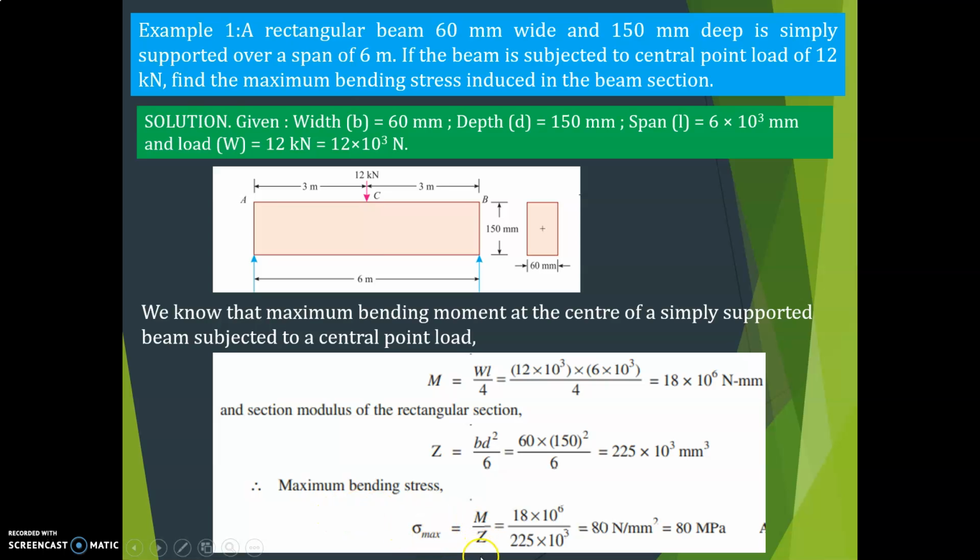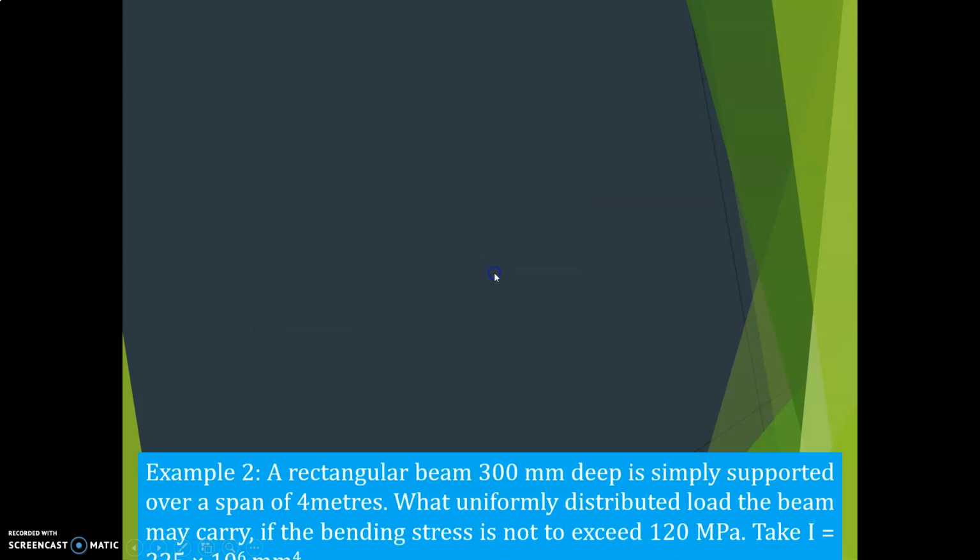Sigma is equal to M divided by Z. M is equal to 18 into 10 raised to 6 divided by 225 into 10 raised to 3. That is equal to 80 Newton per millimeter square or 80 MPa. Very simple example. Only you have to calculate what is M and what is Z. Or if you don't know Z also, no problem. You directly use that formula. M divided by I is equal to sigma divided by Y. So sigma is equal to M into Y divided by I. Anything is fine. Okay. Let us see one more example.